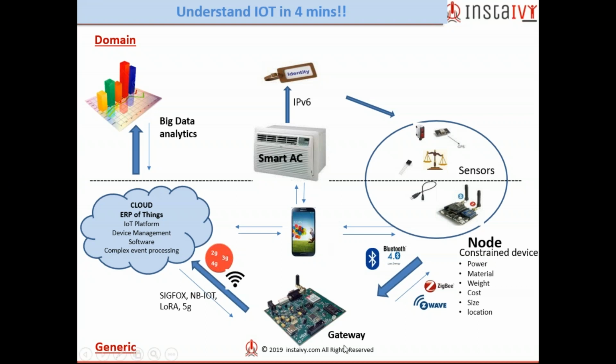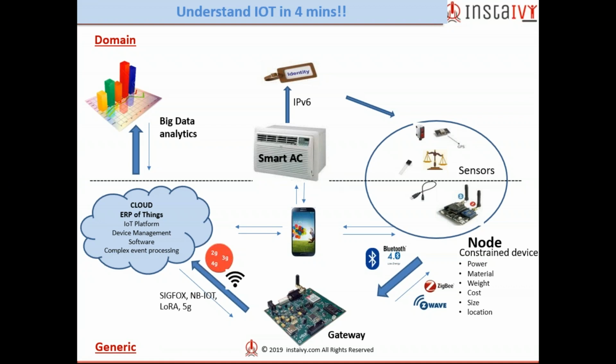Another unique thing is the gateway, which knows how to communicate, take data from the node, and pass it to the cloud. And a cloud is nothing but an ERP of things, a smart platform, basically. And a node is also called highly constrained because you need to conserve power, you need to conserve energy, you need to make it very, very cheaply so that the cost of the AC doesn't go up. So all those constraints are there in the node. That's why it's also called a very constrained device once it becomes an IoT device.